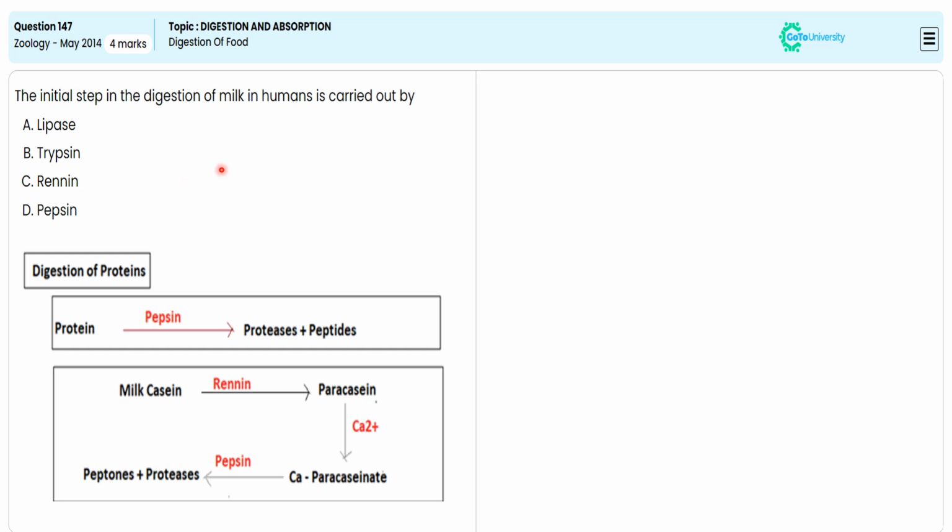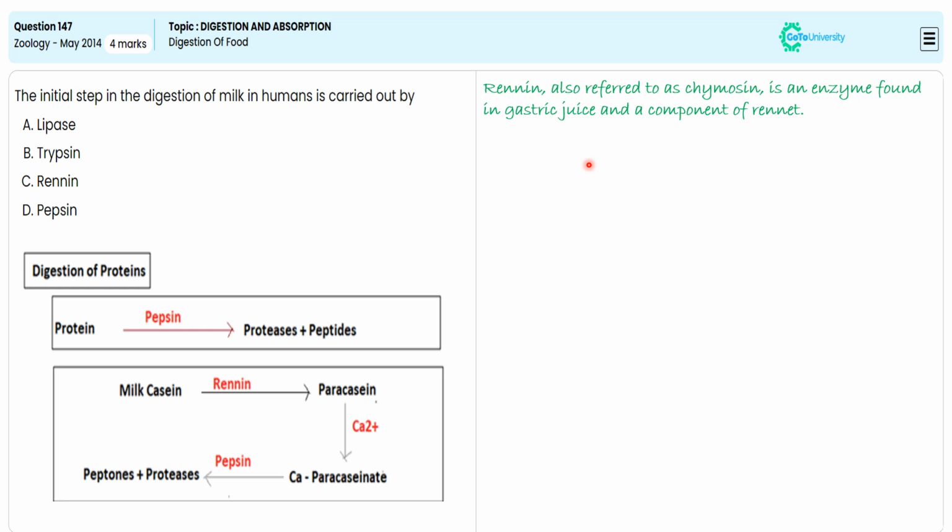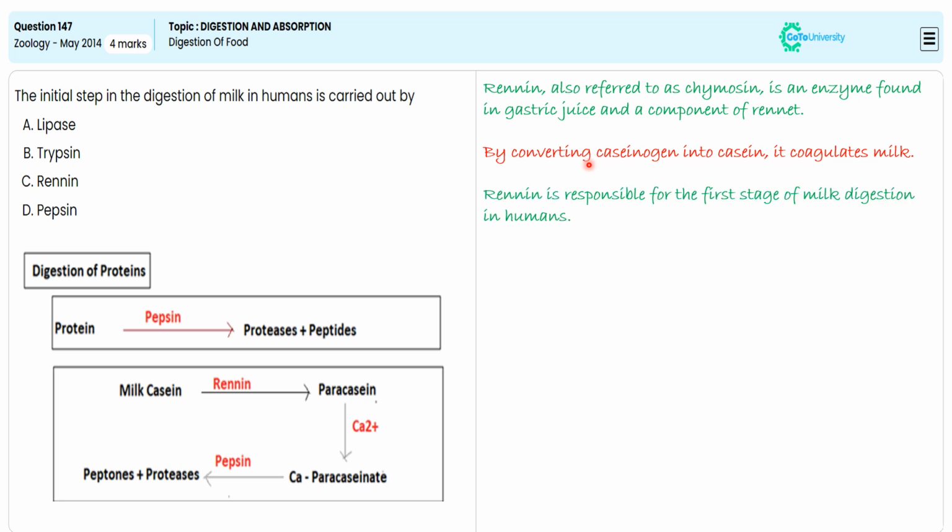With this illustration, we are giving a point-wise narration to have a recap and also to take the NEET notes for future reference. Renin, also referred to as chymosin, is an enzyme found in gastric juice and it is a component of rennet. By converting caseinogen to casein, it coagulates the milk. Renin is responsible for the first stage of milk digestion in humans. With this specification, we choose option C as the correct answer to secure 4 marks.